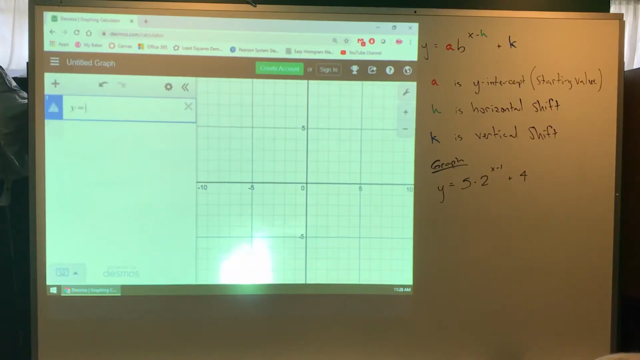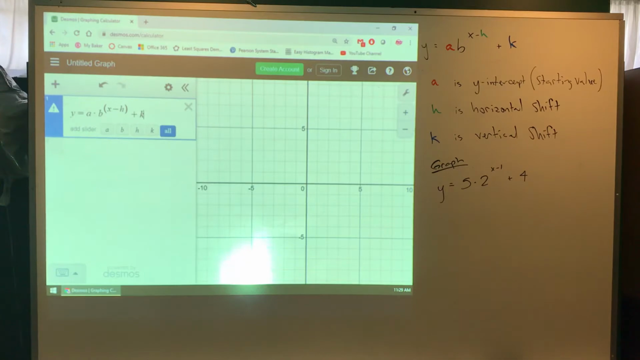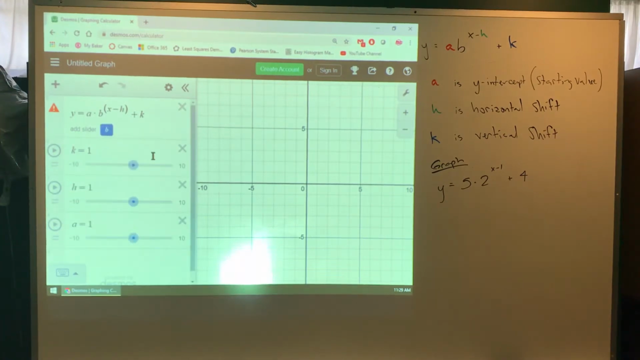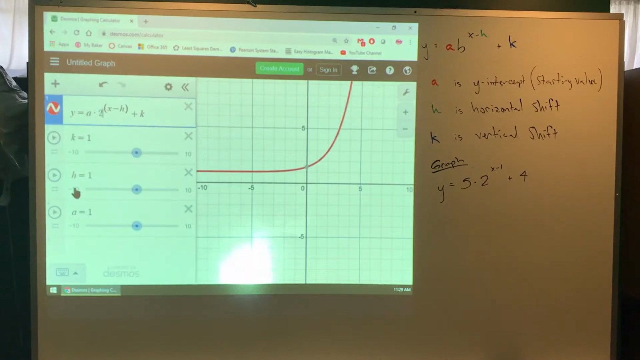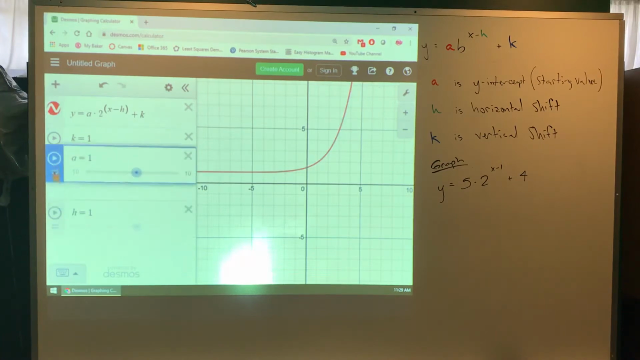I'm going to type in y equals a times b raised to the x minus h plus k. And I'm going to add sliders a, h, k. And let's see, I guess I need a different b value, don't I? Let me change this b value now to a 2. And now we can see what our graph looks like, depending, of course, on our a, h, and k.